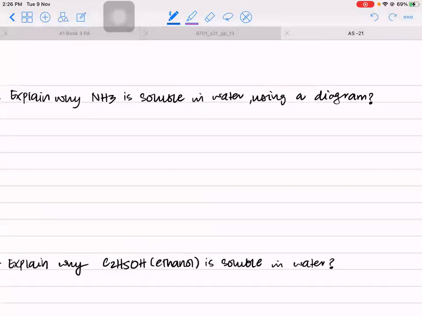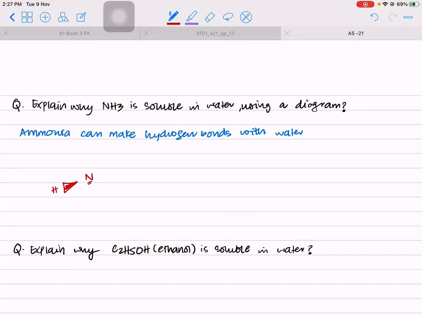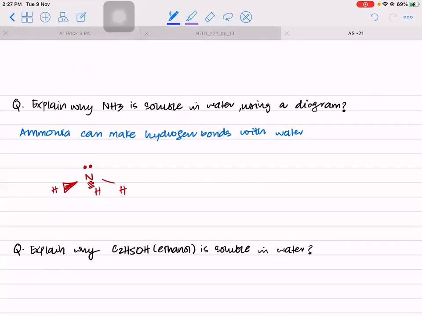So they're saying, explain why ammonia is soluble in water using a diagram. Ammonia is soluble in water because ammonia can make hydrogen bonds with water. And now you need to show that diagrammatically. So you will make ammonia, that's NH3, right here, and you have water. Water is H2O, right here. So you have ammonia and water.